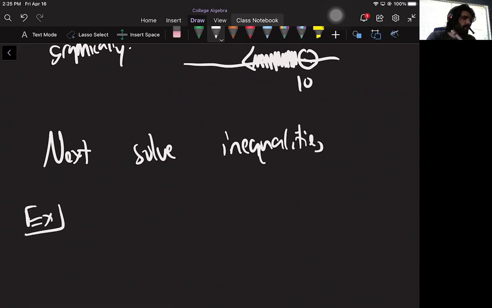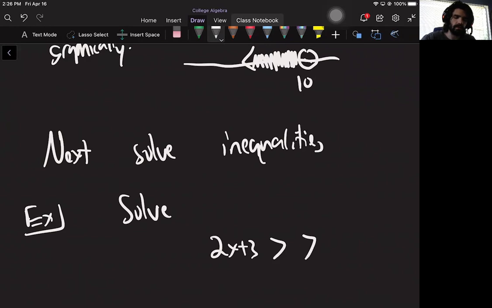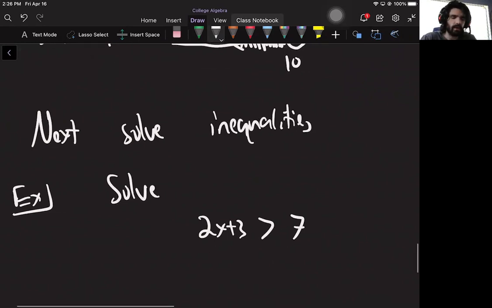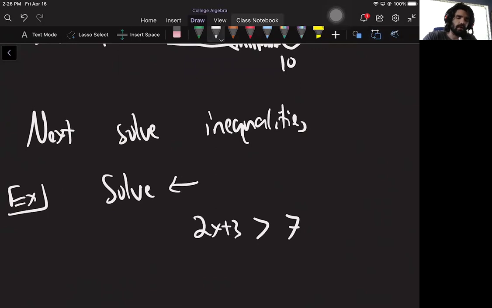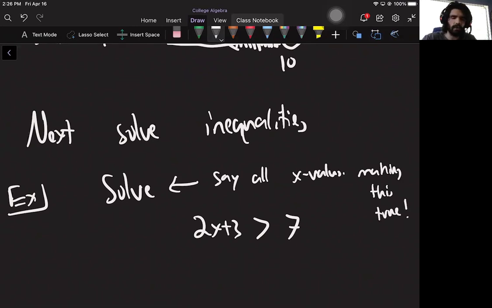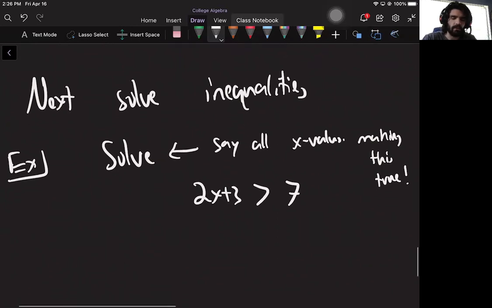And so we're just going to jump right into it. Solve 2x plus 3 is greater than 7. 7 is a bit annoying because it looks a bit like a greater than, but that's a 7. So again, when I write something like this, what I'm really saying when I say the word solve is I'm saying, say all the x values making this true or work correctly. And that's what algebra does for us. So the way we solve it is we sort of pretend it's an equal sign and we just do our usual things. So we just want to get x alone.